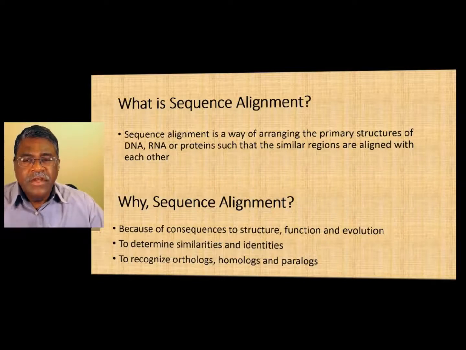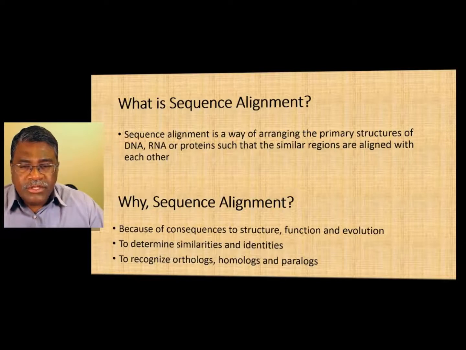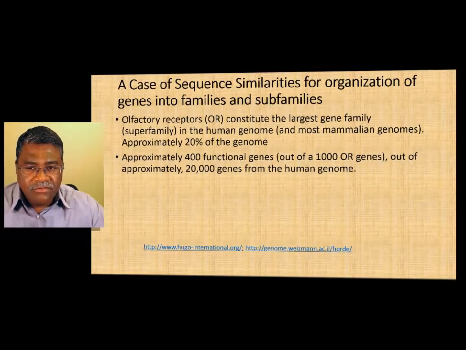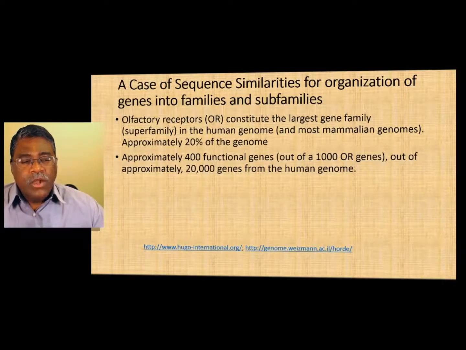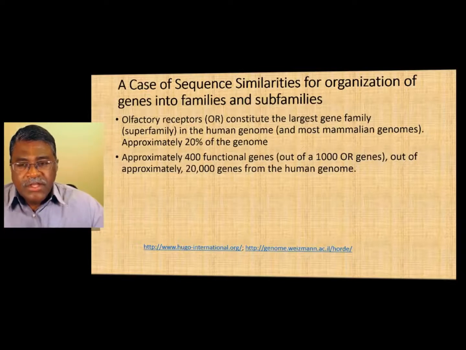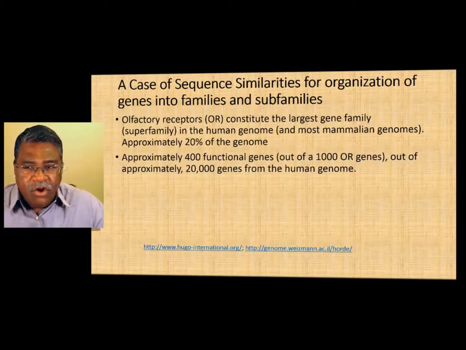Now, in terms of sequence alignment, we do it as a matter of course now. There are so many software tools which allow us to do some of this. But I'll give you one specific example, and it happens to be in my area of research. If you ask yourself, why do we need sequence alignment? Here is a case for sequence similarity for the organization of genes into families and subfamilies.